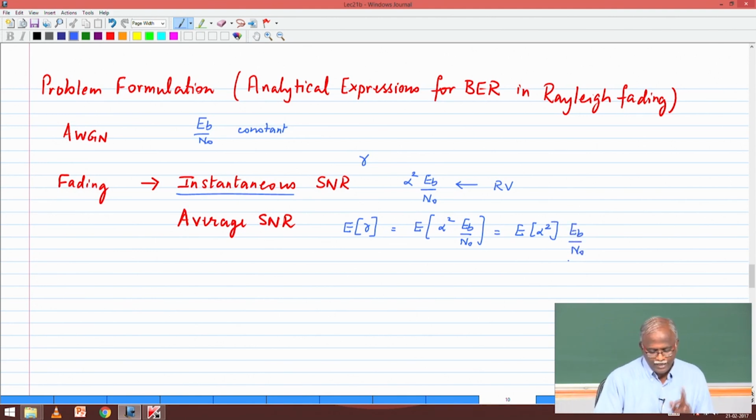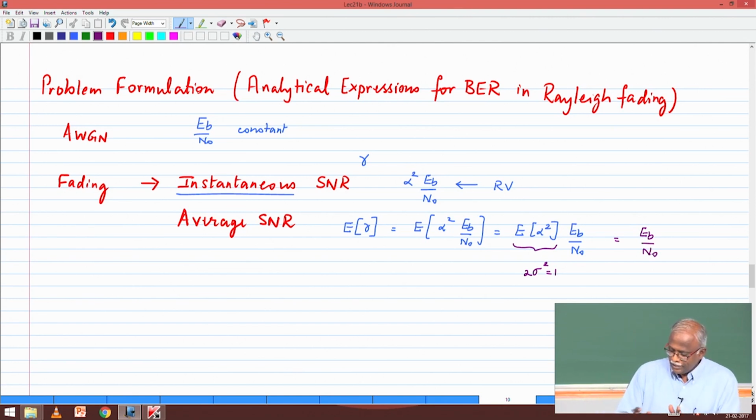And if I have done my scaling such that my Rayleigh statistics has a unit variance, basically the real part and imaginary part have appropriate variances. So 2 sigma squared equal to 1, expected value of alpha squared will be equal to 2 sigma squared, then this would be equal to EB by N naught.